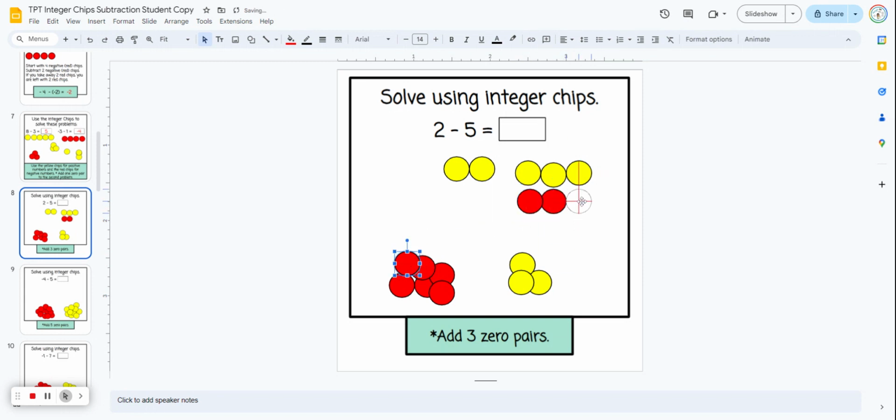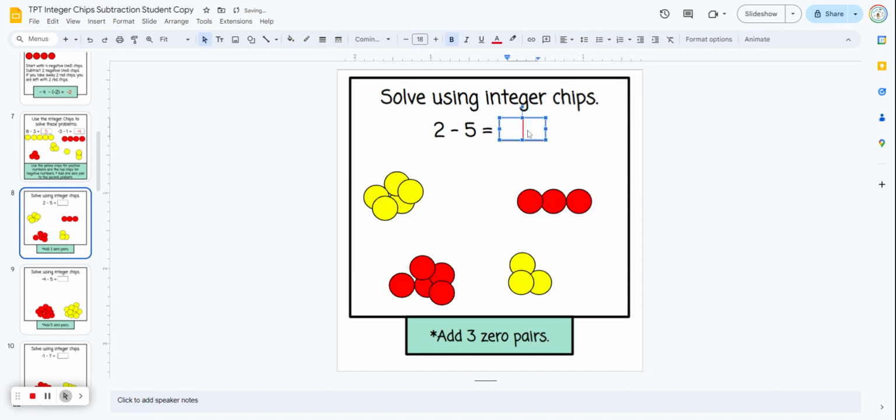And again, make sure students are showing this with their integer chips and they're not just typing in an answer. Okay, now I have 5 that I can subtract. 2, 3, 4, 5, and I'm left with -3.